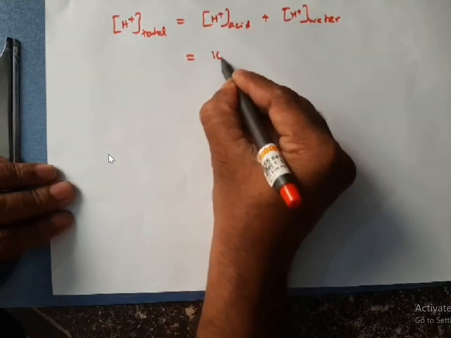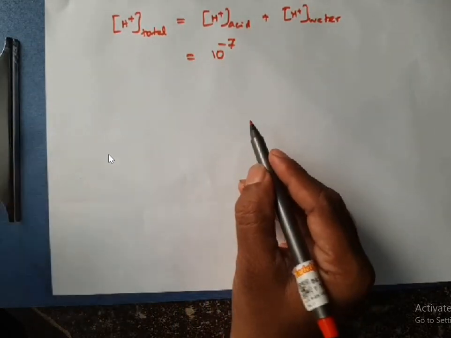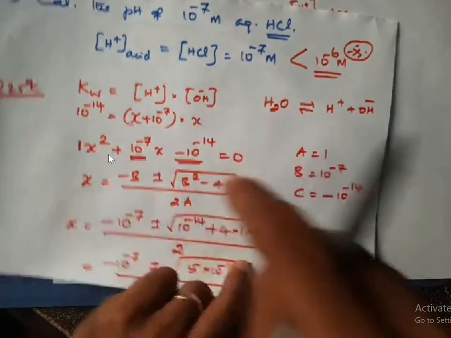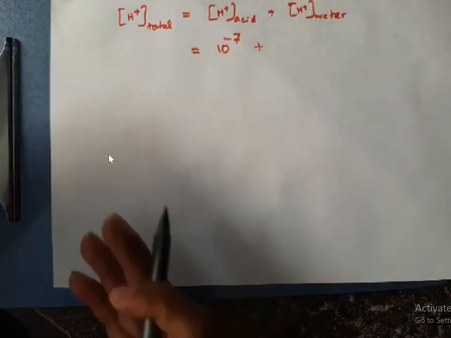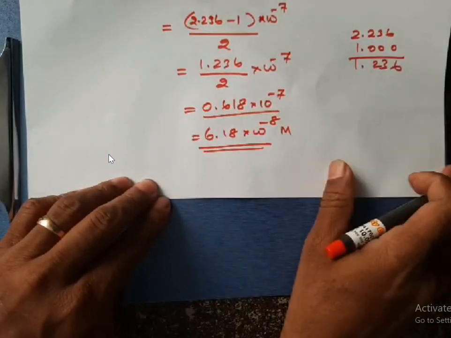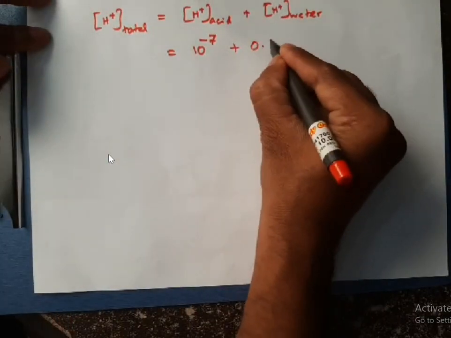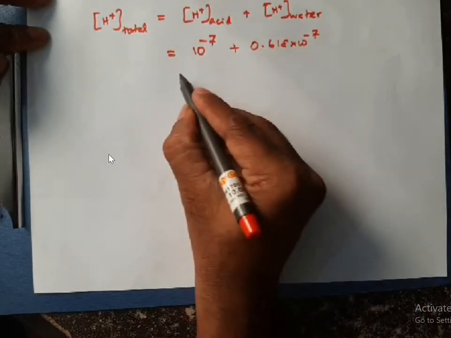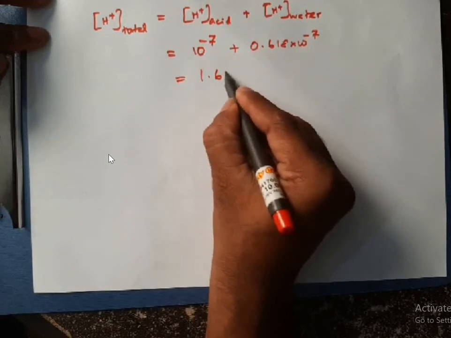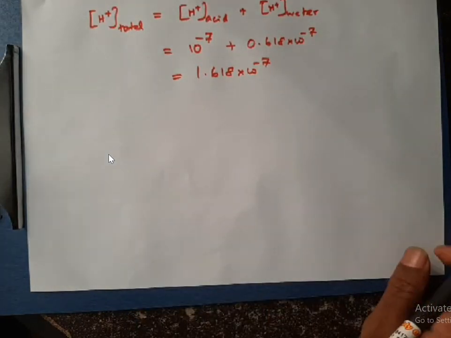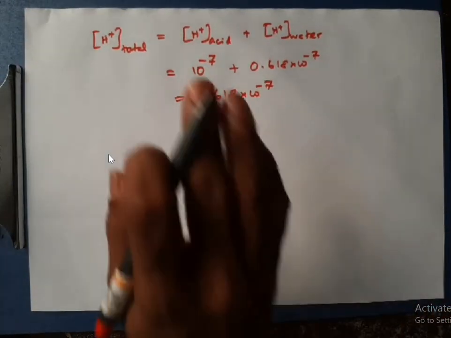Okay, H plus from acid is 10 power minus 7. That value is available already. H plus from water we have calculated. The value is 0.618 into 10 power minus 7, since this is in 10 power minus 7, so I will use the same 10 power minus 7 value. If I take 10 power minus 7 as common and add, I'll get 1.618 into 10 power minus 7. This is the total concentration of H plus ion in the solution.